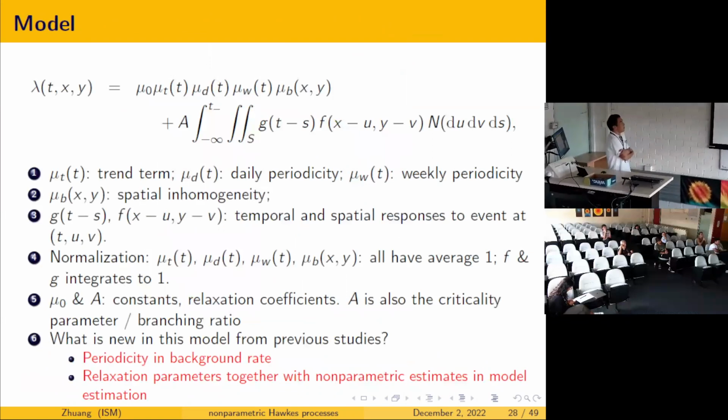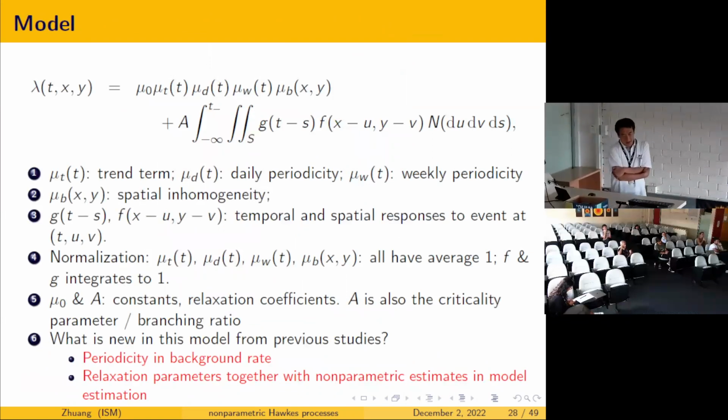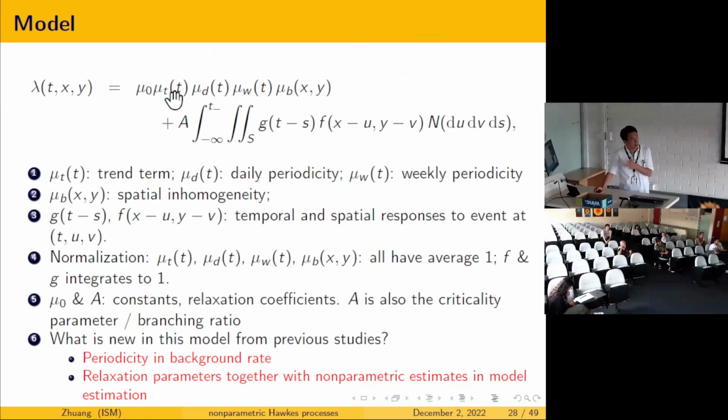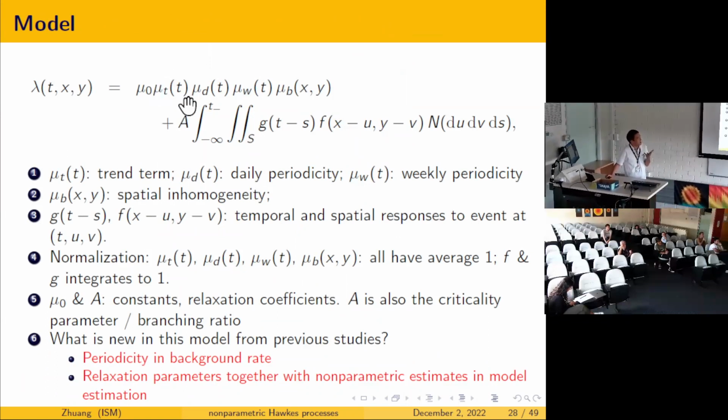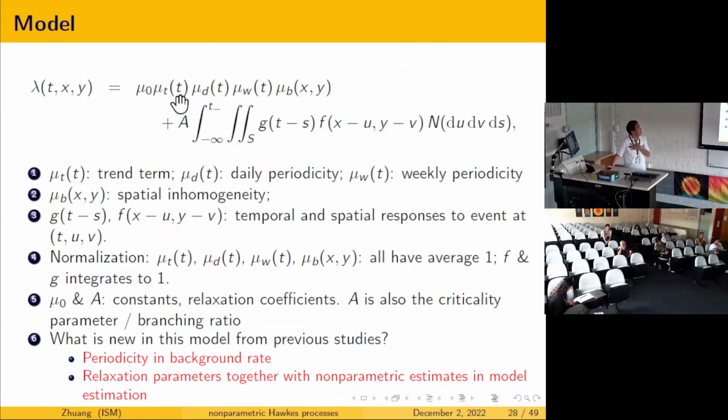So what kind of Hawkes model should we use this time? What I do is I assume the background is mu of t, a trend of the crime behavior within the 2 years. And then mu d is a daily periodicity. And this is the weekly effect. And then the spatial part is separated from the temporal part. And this part is the triggering part, where I assume the space and time are separable.